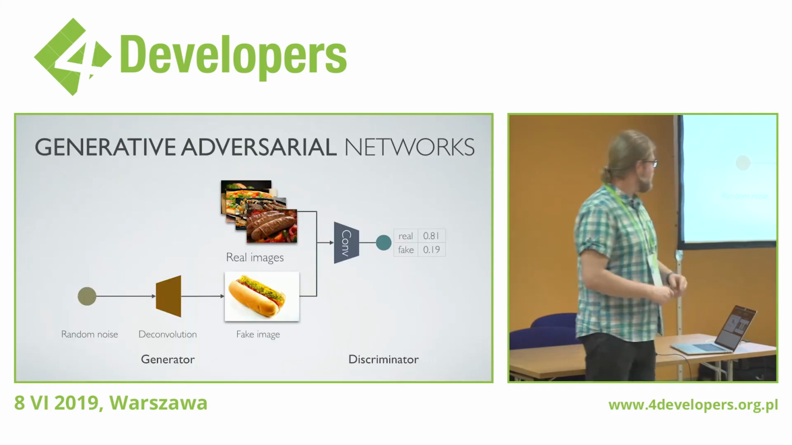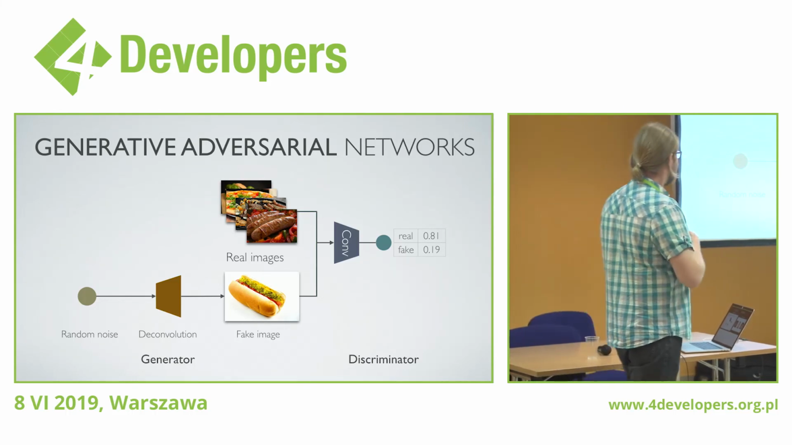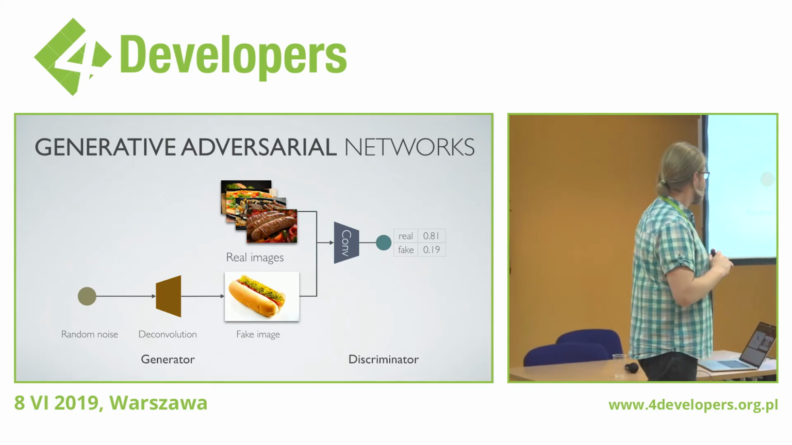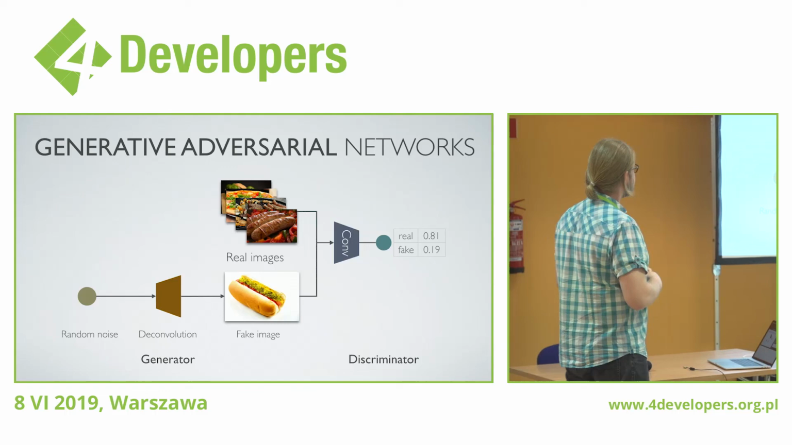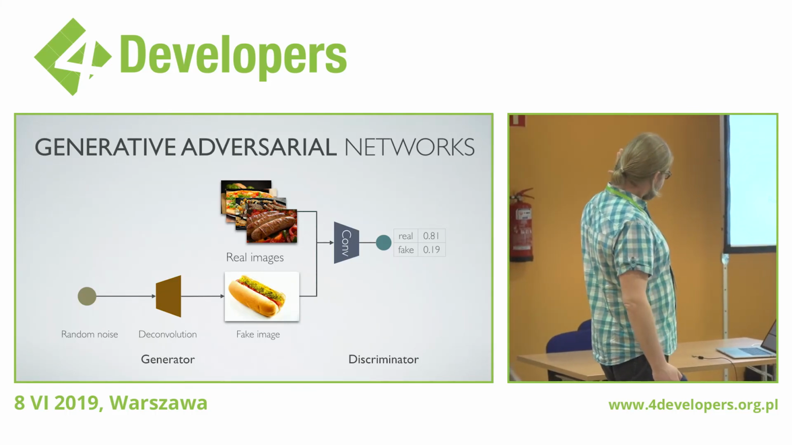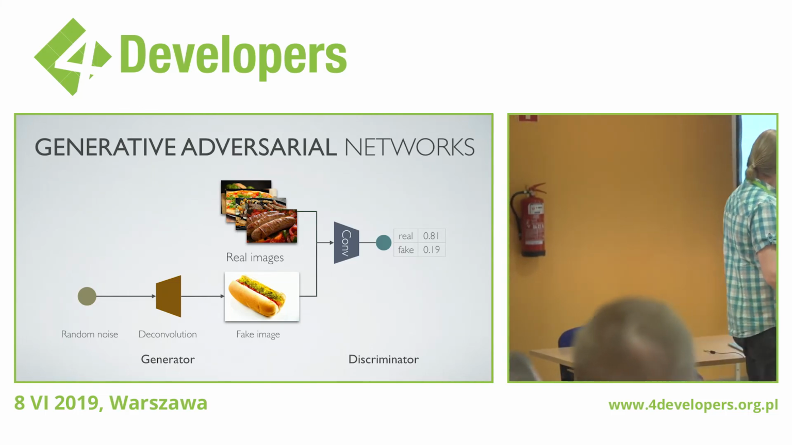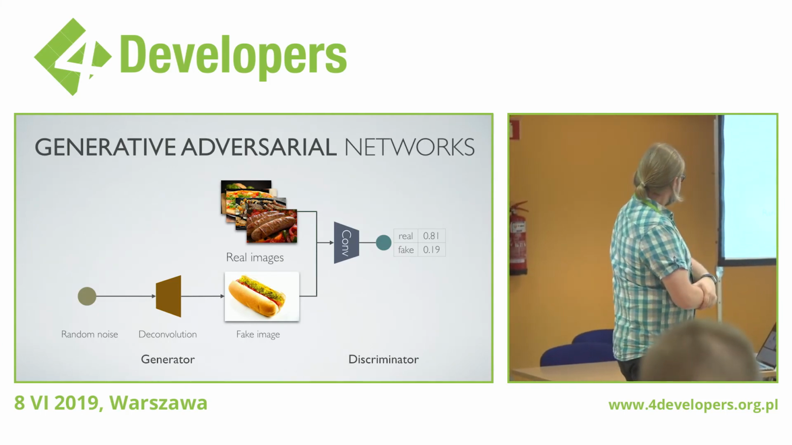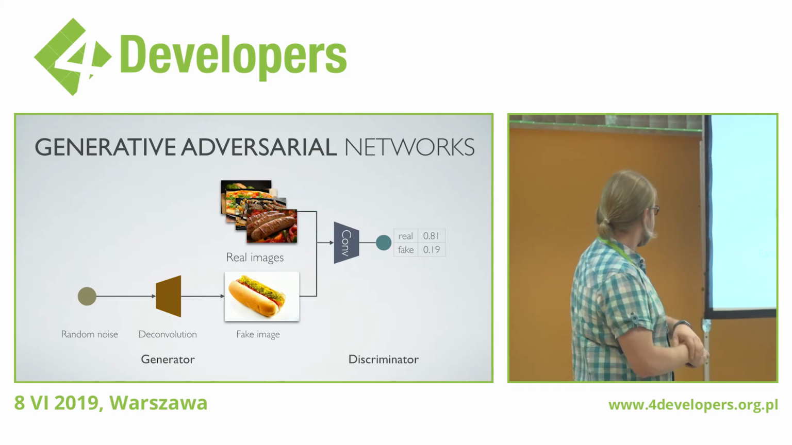But a more exciting example is called generative adversarial networks. The idea was created by Ian Goodfellow, or at least popularized by him. And this is the architecture of the network. So how does it work? It's composed of two parts again. You have the generator and the discriminator.